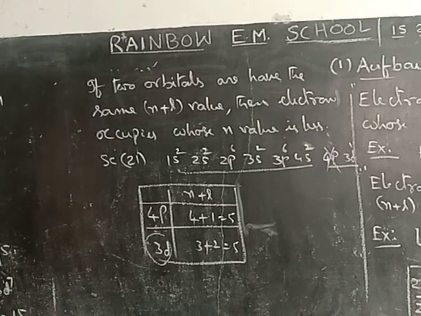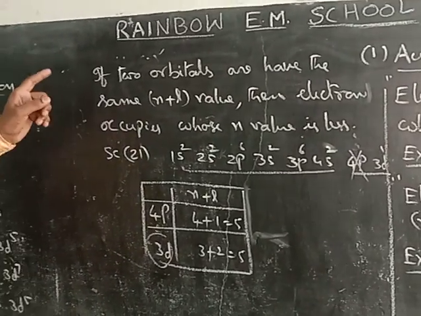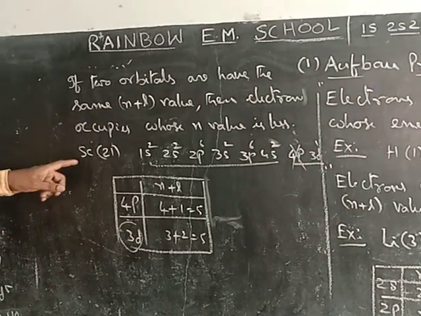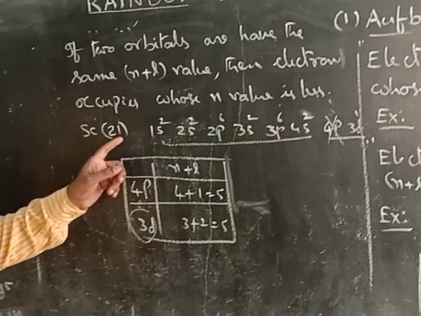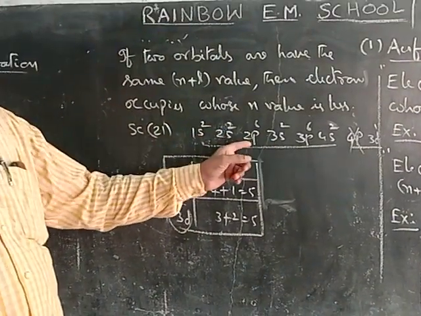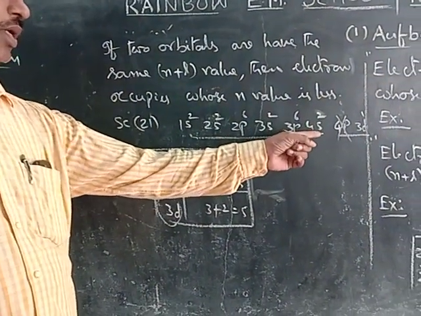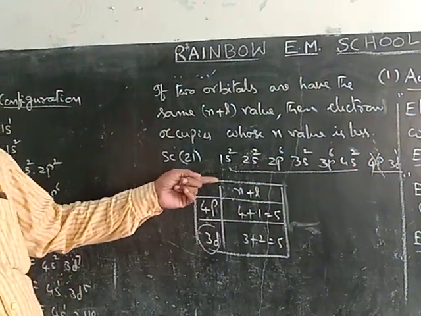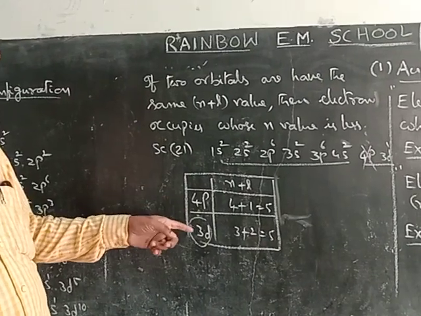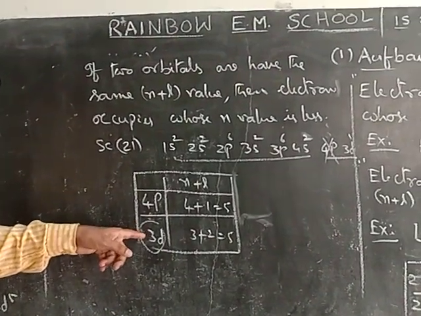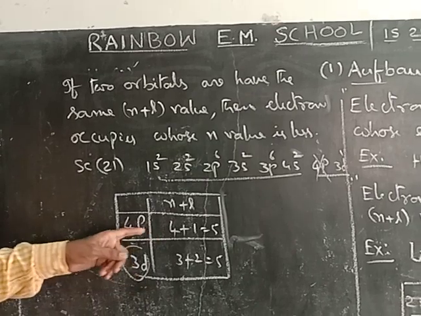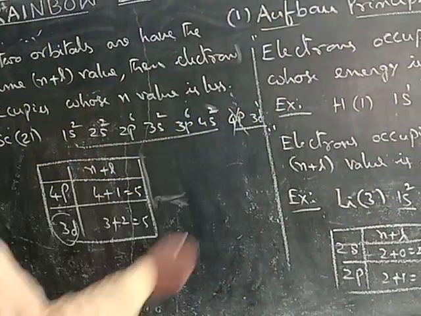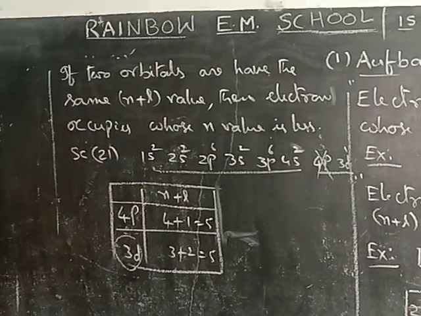What does the third definition mean? If two orbitals have the same n plus l value, then the electron occupies the orbital whose n value is less. For example, scandium, atomic number 21. 21 electrons are distributed in various orbitals. Up to 20 we can write here. The 21st electron goes into either 3d or 4p, calculating by this formula. In 3d, the n value is less. Both have the same n plus l value, but 3d's n value is less. So the 21st electron goes into 3d but not 4p. This is the above principle.